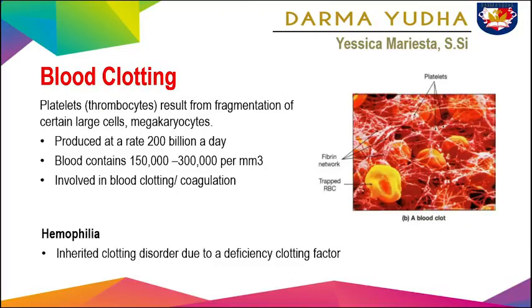Platelets are also called thrombocytes. They are a component of the blood whose function, along with the coagulation factors, is to react to bleeding from blood vessel injury by clumping, thereby initiating a blood clot. Platelets result from the fragmentation of certain large cells, the megakaryocytes, and they are produced at the rate of 200 billion a day. Blood contains around 150,000 to 300,000 per cubic millimeter.